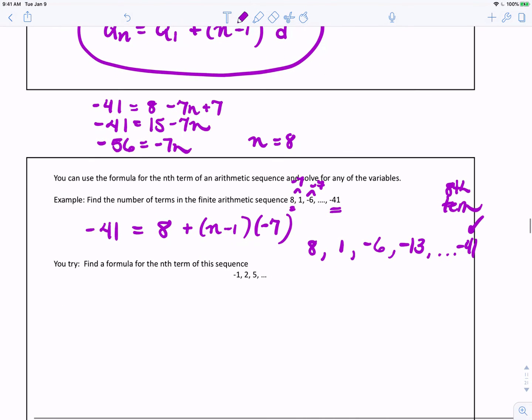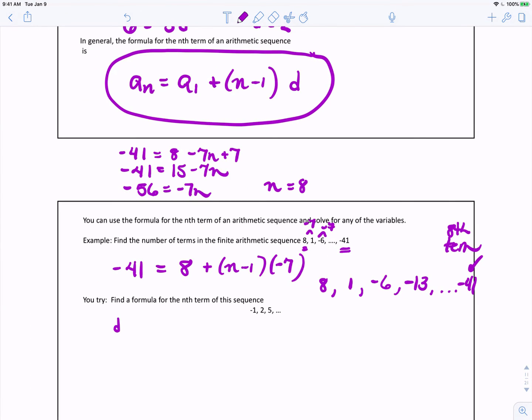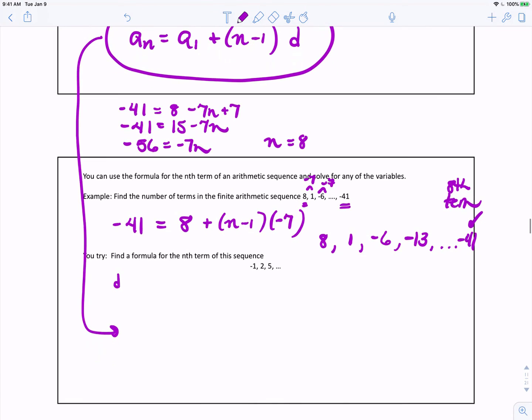Here's one for you to try. Find a formula for the nth term in this sequence. So all you have to do is find the common difference and then use this formula for the nth term. Go ahead and give that a try. All right, let's check your work.